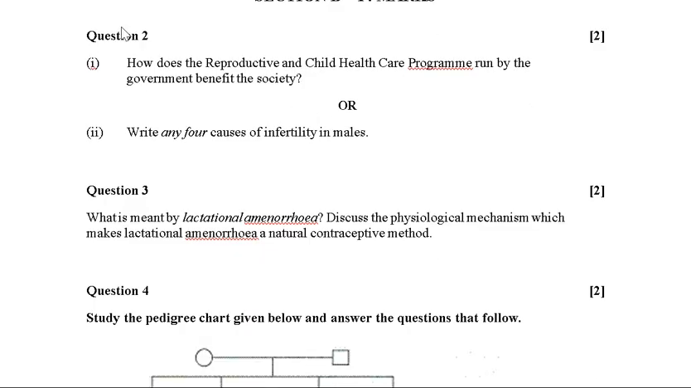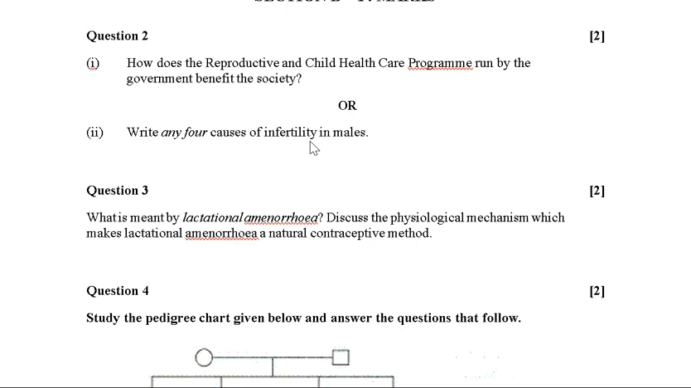They have given another question in question number 2, optional. Write any 4 causes of infertility in males. So we have to mention 4 causes for infertility. There are various causes of male infertility, and it may include cryptorchidism, that is known as failure of testes to descend into scrotum. This is the one reason.